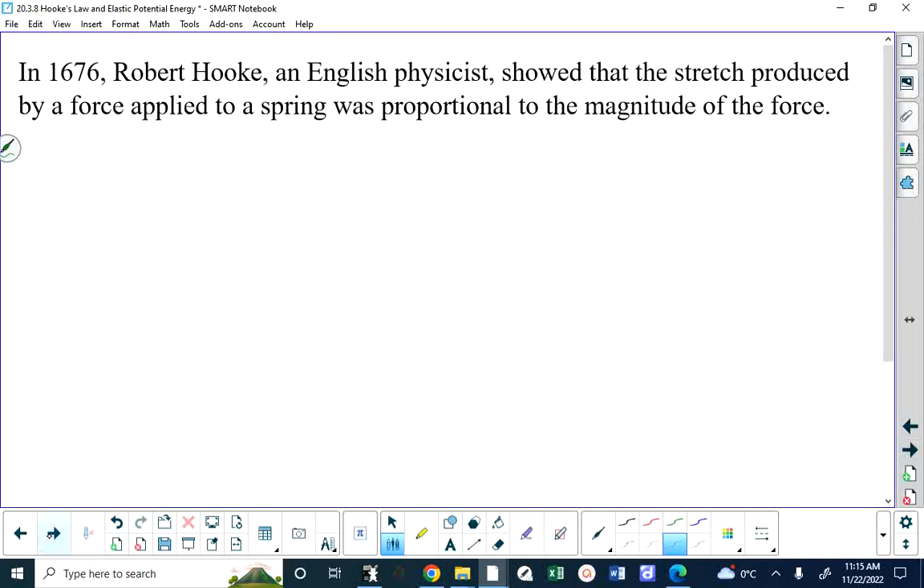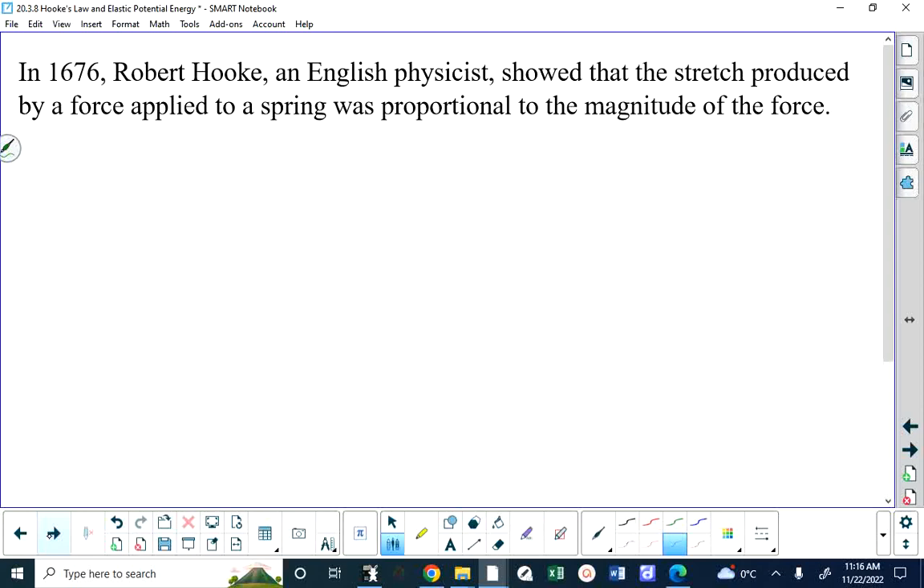So let's start off with Hooke's law. Long time ago, 350 years ago approximately, Robert Hooke was an English physicist, and he demonstrated that the stretch produced by a force applied to a spring is proportional to the magnitude of the force. What does that mean? It means that the more you pull on it, the more it will stretch. If you want to stretch a spring twice as far, then you're going to have to apply twice the force.